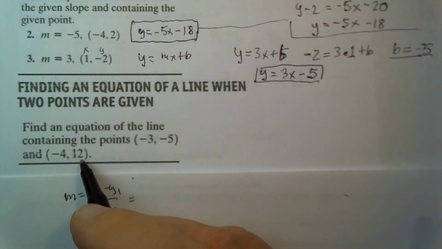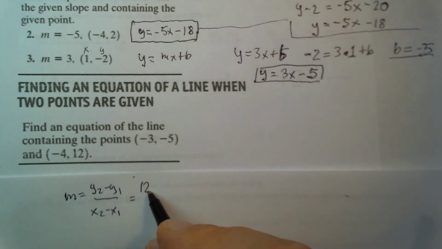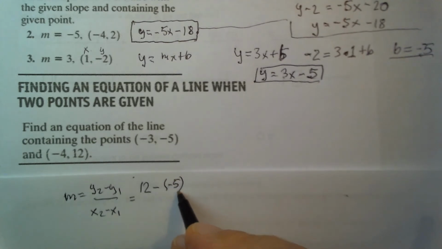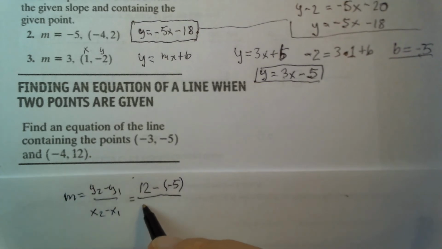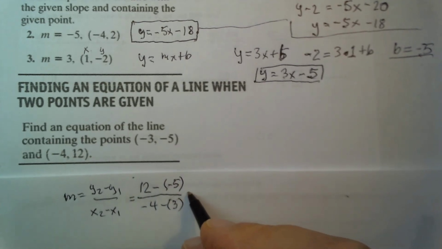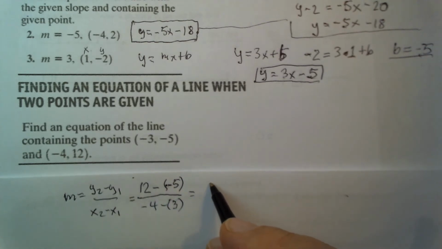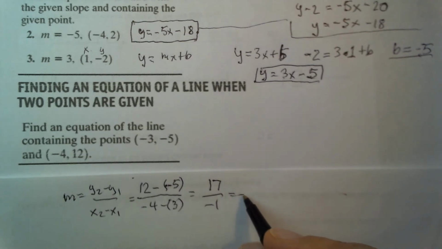So then y sub 2 is equal to 12, minus y sub 1, which is -5. And then x sub 2 is -4, and minus x sub 1, so minus -3. So it gives us 12 plus 5, minus times the minus is plus, so 12 plus 5 is 17, and minus 4 plus 3 is -1, so the slope is -17.